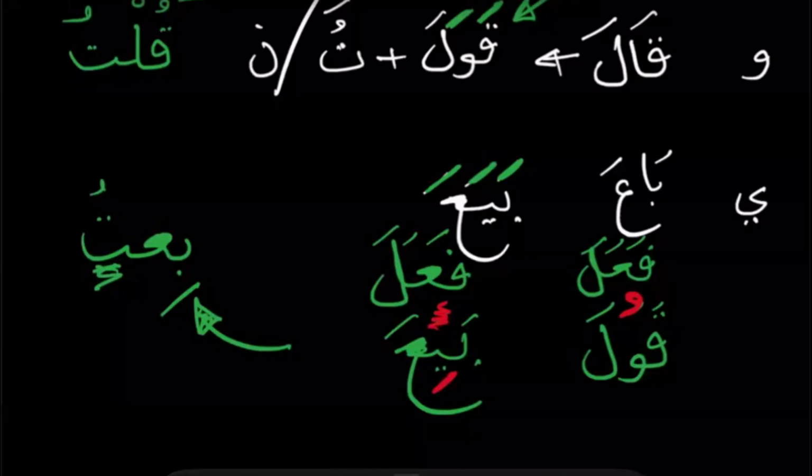So it's not really the wazn of qala. The wazn of qala is not qawula, it's qawala. Fa'ala, I mean. Let me say that again. The wazn of qala is fa'ala, not fa'ula. And the wazn of ba'a is fa'ala, not fa'ila. Okay. Why are we doing that?